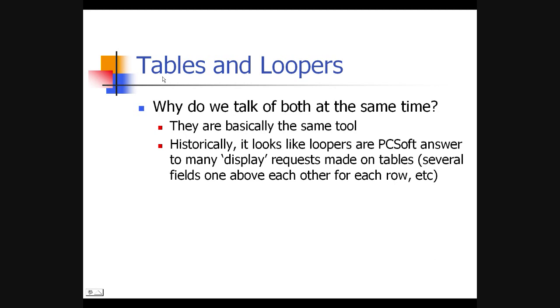I would like to be able to create a table with several fields, one above each other for each row, and so on and so forth. As it was obviously not possible to do that in a regular table, their solution was to introduce this new field, the looper, which is underlying a table.